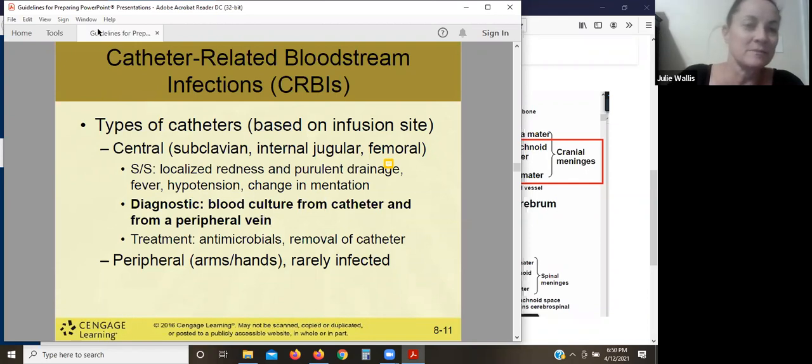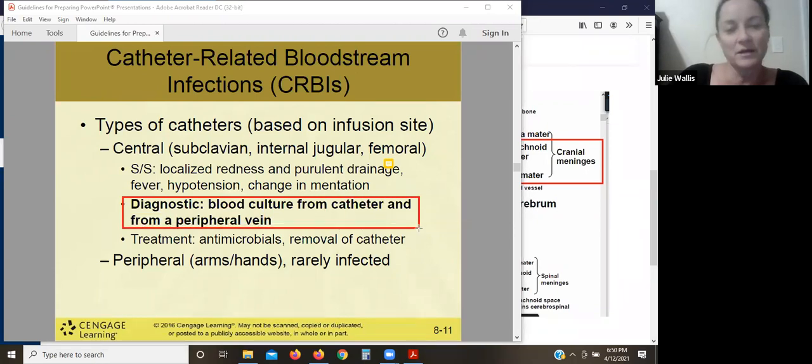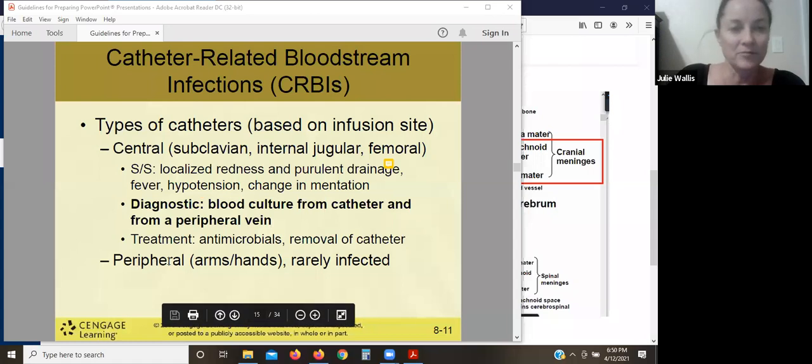So there was something about this in the book, and I can't remember what it was. But it's basically making sure that you are not getting a contamination in your assessment of the culture in order to identify the organism. In peripheral runs, there's rarely infections. So they're more commonly in central areas.